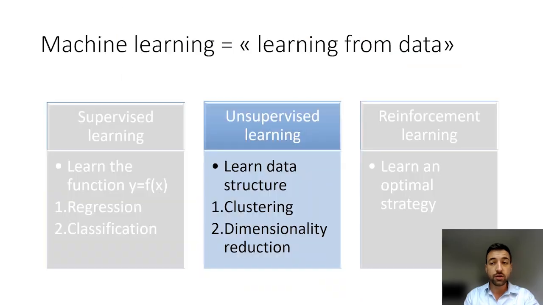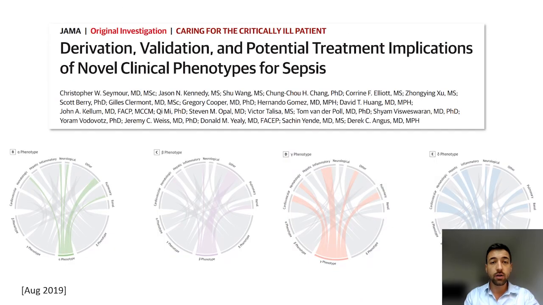Moving on to unsupervised learning. This is probably the hallmark of the papers applying unsupervised learning to patients with sepsis. In this work, they deployed a clustering algorithm to over 60,000 patients, and they identified 4 groups, 4 phenotypes with a different profile of organ failure and different outcomes.